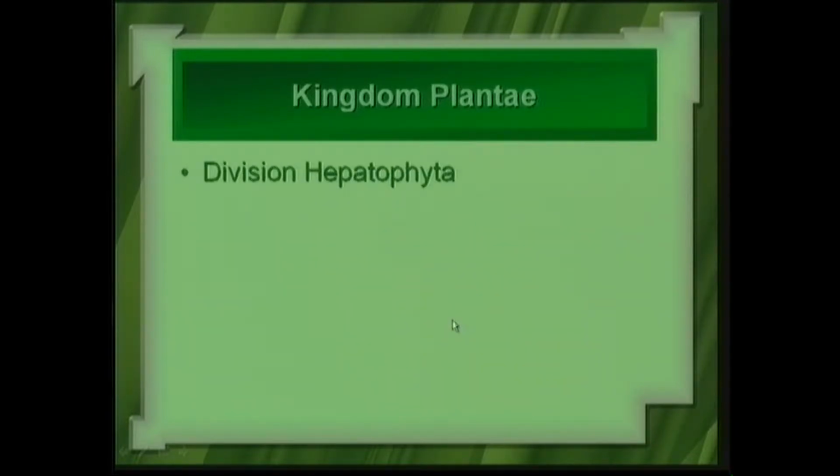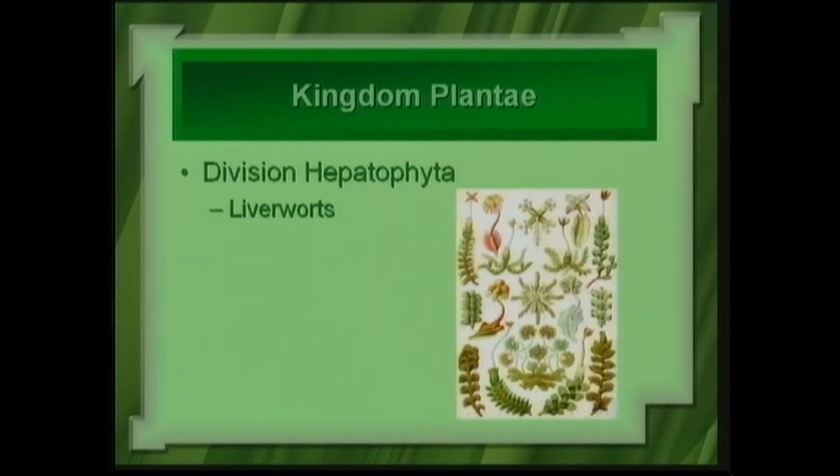Next group is in the division Hepatophyta. Hepato, of course, refers to liver, and they're known as the liverworts. Liverworts used to be thought to belong to the bryophytes, but in more modern classification schemes, they're in their own division. You can walk past mosses, walk past liverworts, and later we're going to talk about hornworts, and you might not even notice them because liverworts and hornworts, just like mosses, are very small plants. They don't have vascular tissue.